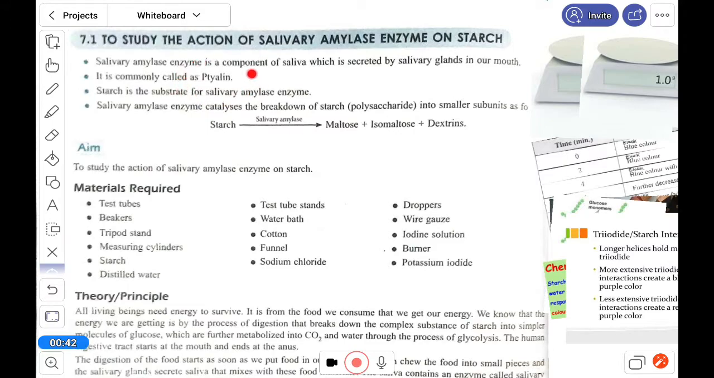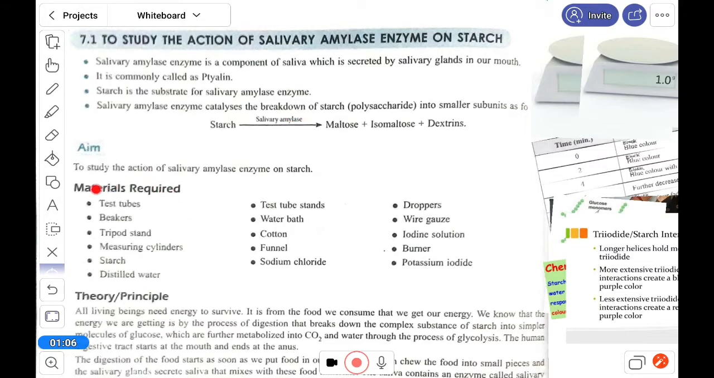This is ptyalin, which is another name for salivary amylase, and here the starch, with the help of salivary amylase, splits. Starch is a polysaccharide, and it breaks into maltose, isomaltose, disaccharides, and monosaccharides. Okay. So let's come to the experiment.